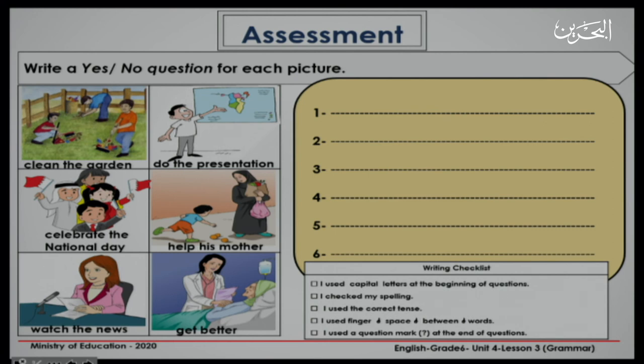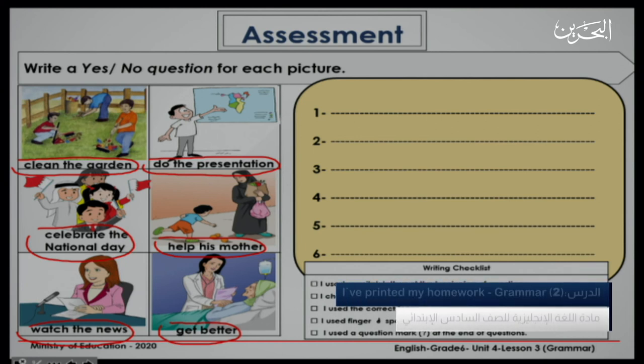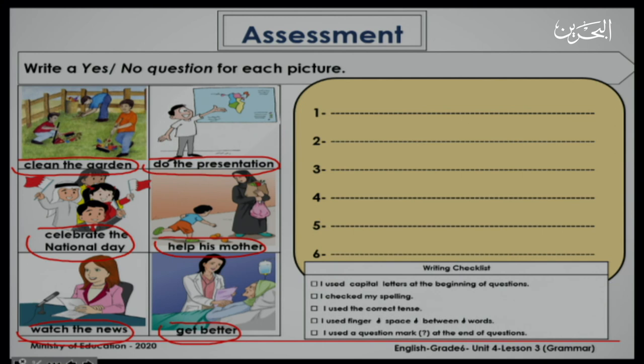Finally, you have to write a yes-no question for each picture. Under each picture, you have a guiding phrase. Write your questions using the guiding phrases under each picture. Before you start writing, remember, you have to start your questions with a capital letter. You have to end your questions with a question mark. You have to leave space between the words. You have to check your spelling, and you have to write using the correct grammar tense. You have 5 minutes. You can write your answers on your mini board. Good luck!